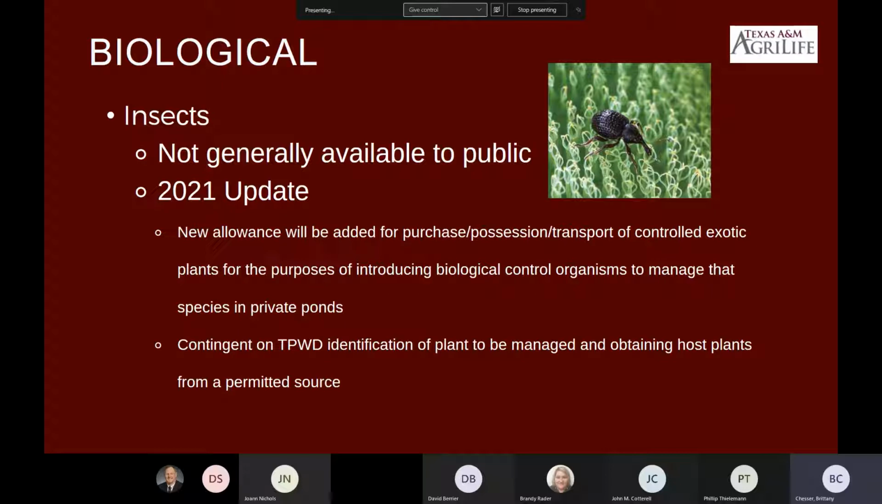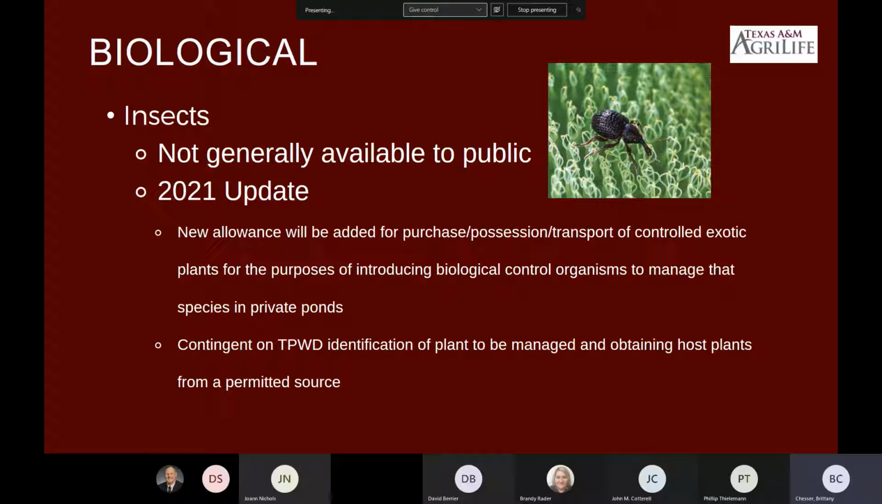Don't expect to go online right now and be able to obtain giant Salvinia weevils, but just know that this is coming, and this is contingent upon Texas Parks and Wildlife confirming the identification of the plant to be managed. I'm not sure exactly how this process is going to look. I'm sure you're going to be able to send in high quality photos and have them identify your species to be managed from that. And then you will be able to obtain host plants from a permitted source.